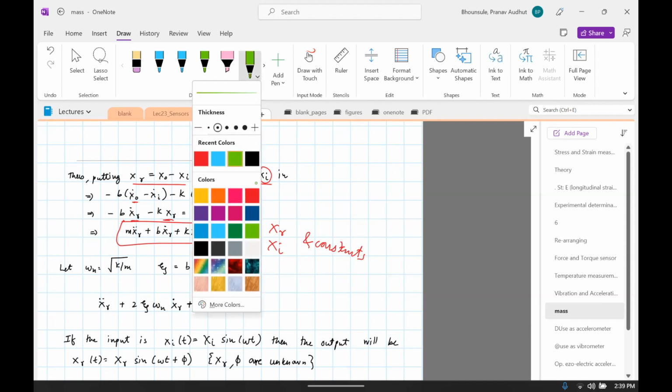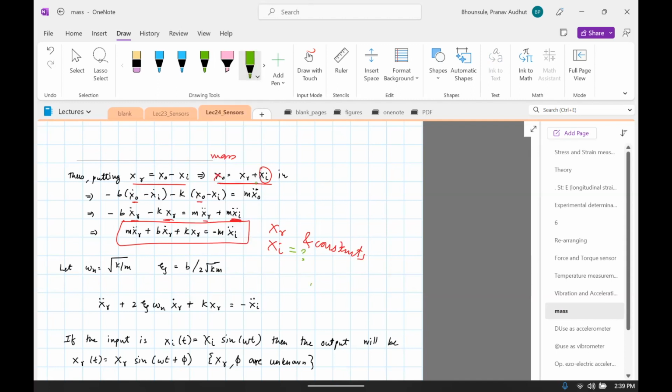We are trying to estimate this because that's the displacement of the object, and XR is measured because we have a scale there. Now we do some simplification, very standard in vibrations. There's a natural frequency, which is the square root of k divided by m. There's a damping constant, which is b divided by 2 square root of km. So we can eliminate k and b. K and b disappear, and we get this expression.